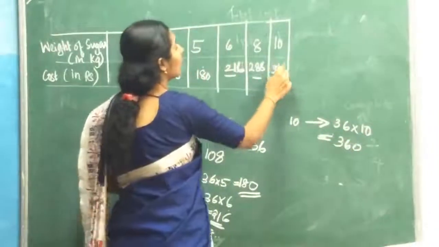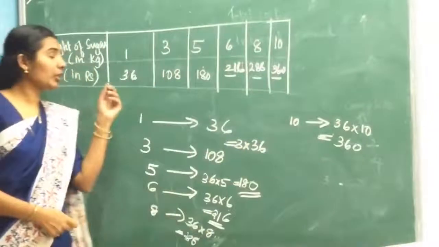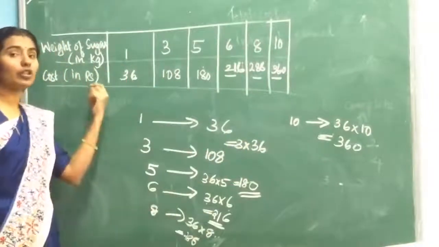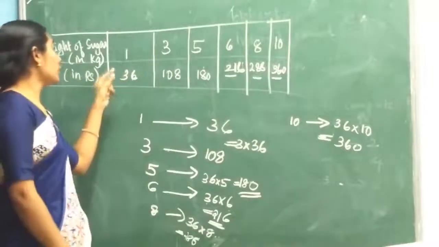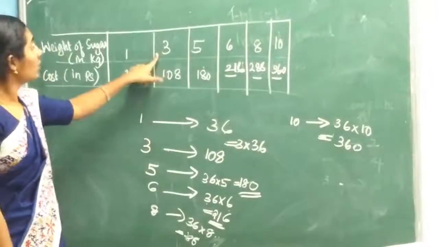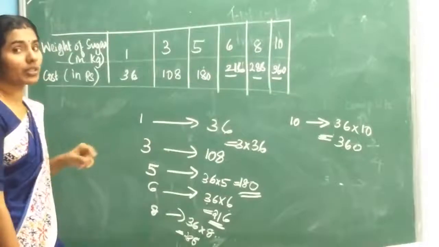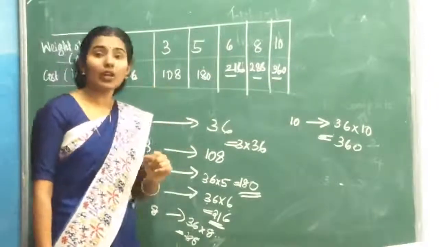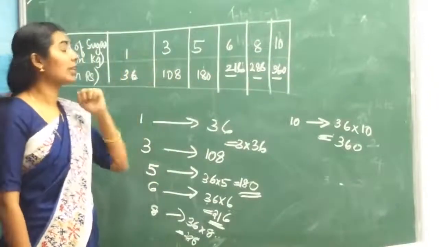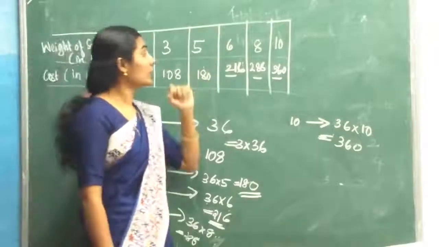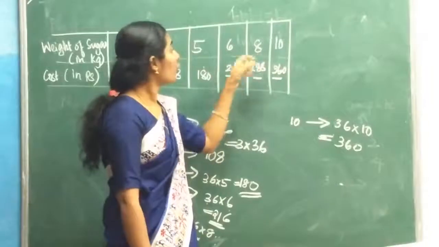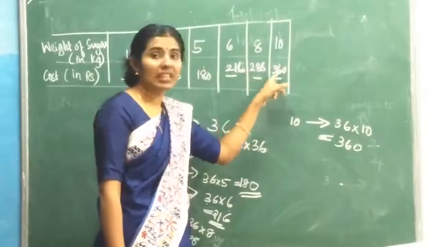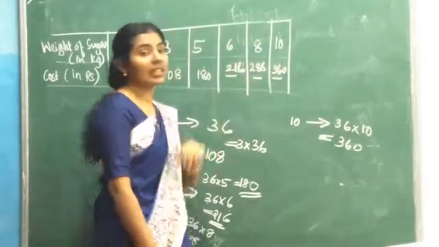So the answer is 360. When you are given a tabular form, first of all you should complete the table. So what will you get? For 1 kilogram, the cost is 36. For 3 kilogram of sugar, the cost is 108. For 5 kilogram, the cost is 180. For 6 kilogram, the cost is 216. For 8 kilogram, 288. For 10 kilogram, 360.